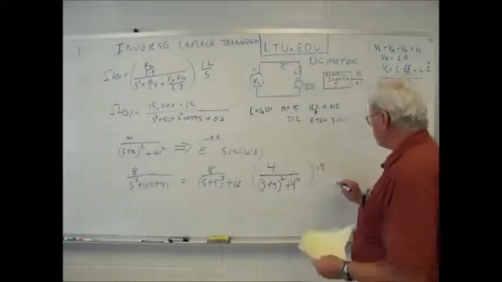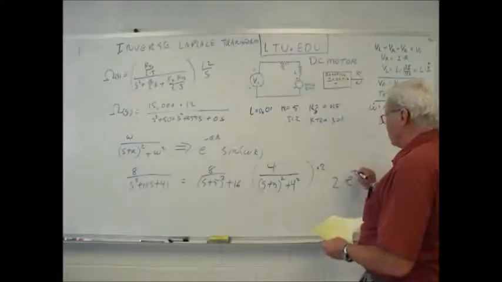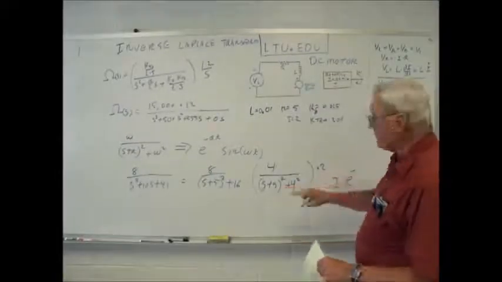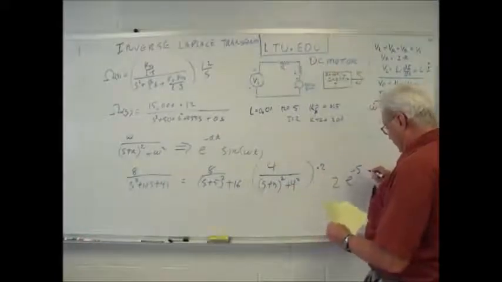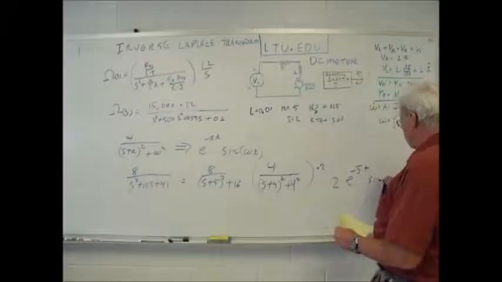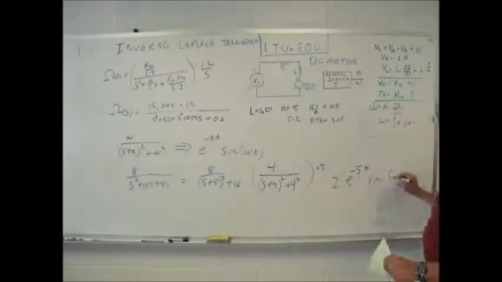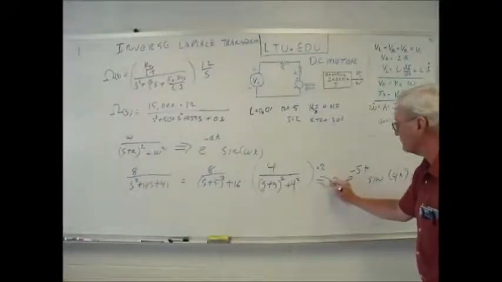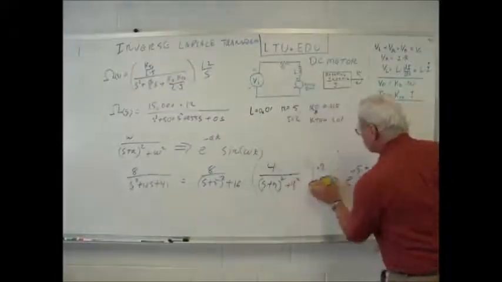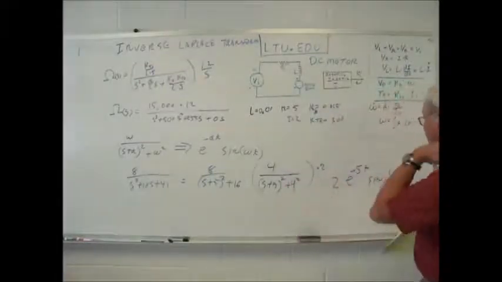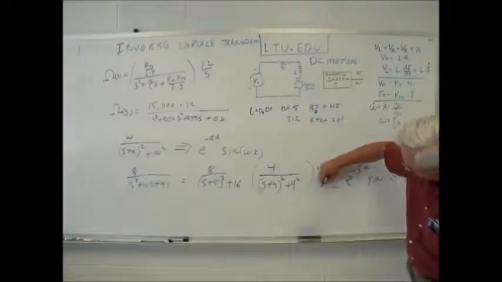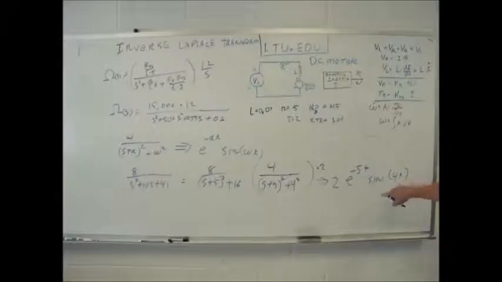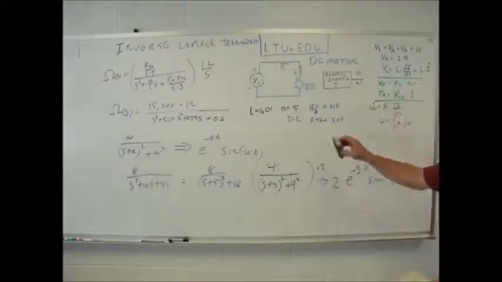Now, my 2 is just a constant, so I get 2 e to the minus 5t sine of 4t. That's an equals, not a transform. So that transforms to just like I drew. So there's my function in the time domain. Okay, that's kind of a funny way to factor things, but it works out conveniently when doing this kind of problem.